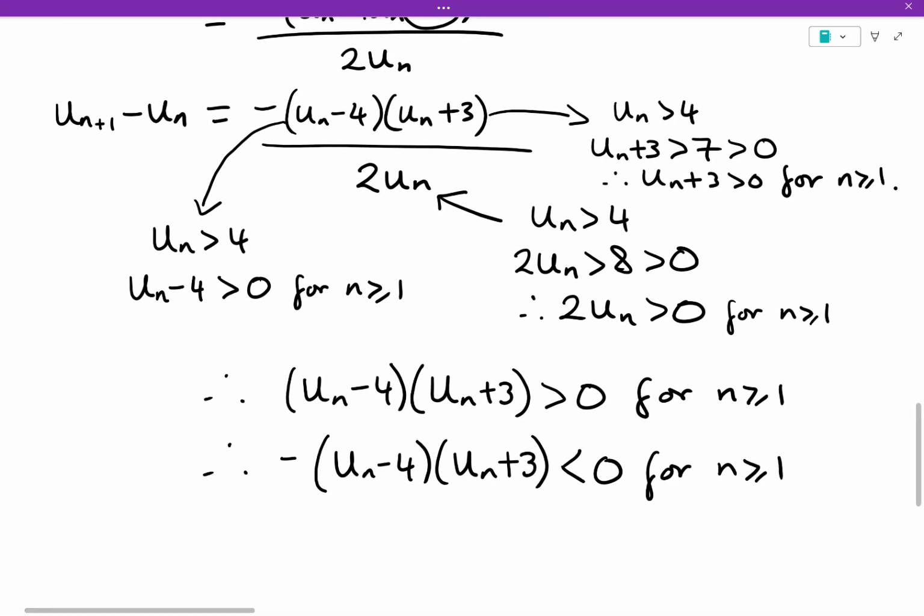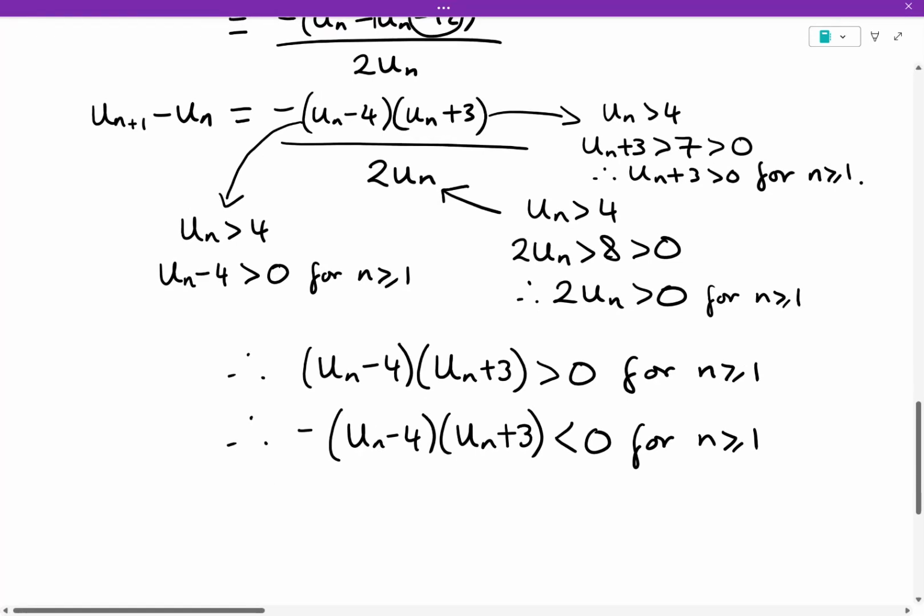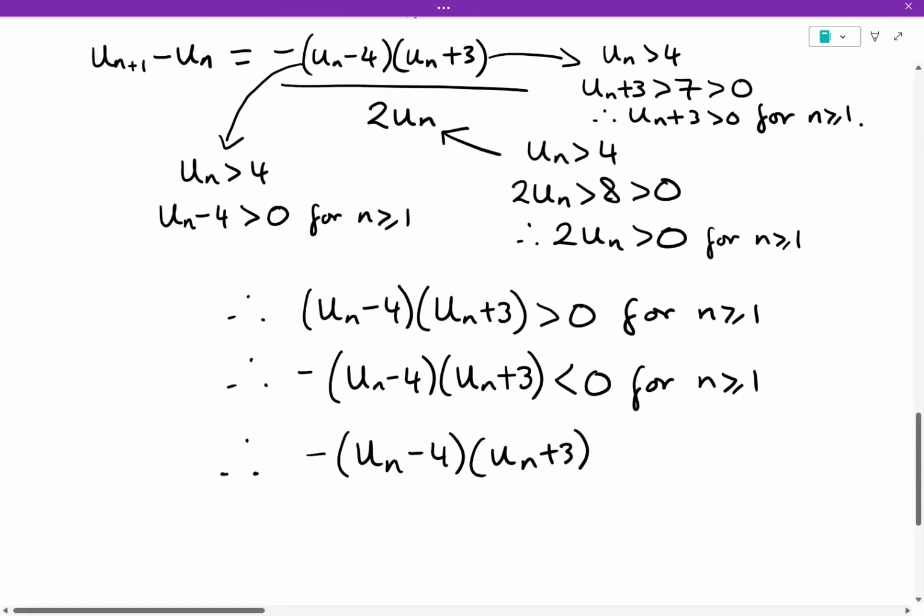So we've concluded our numerator is always going to be smaller than 0, whereas our denominator, we concluded, was always going to be greater than 0. So if we've got a number that's smaller than 0, so negative, divided by a number greater than 0, which is positive, then our whole fraction is going to have to be negative for all values of n. So we can say, therefore, our fraction, which is negative (u_n subtract 4) multiplied by (u_n plus 3) over 2u_n, must be smaller than 0 for n greater than or equal to 1.